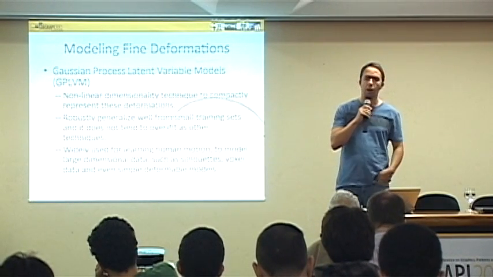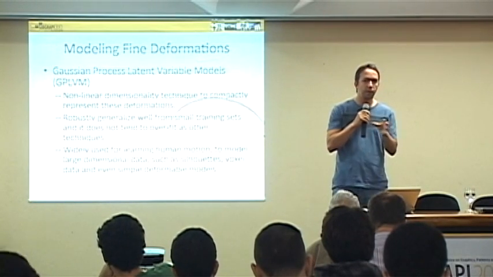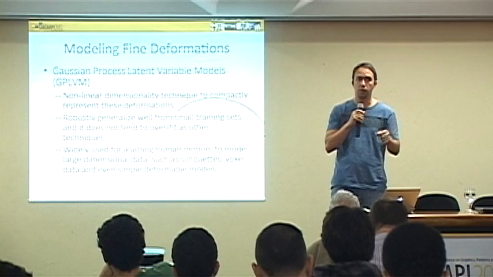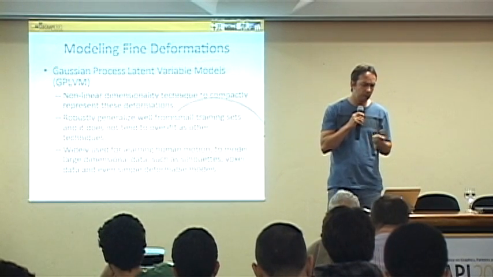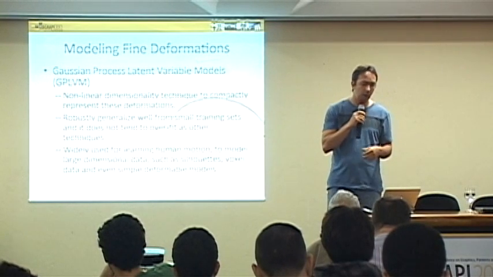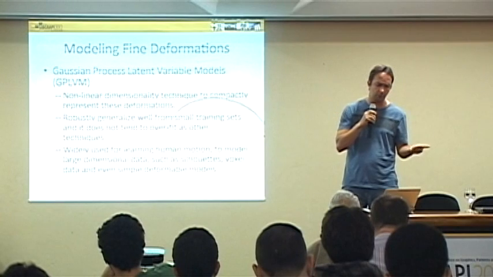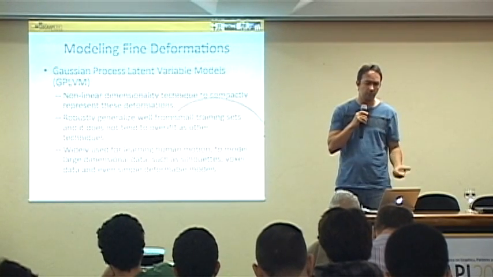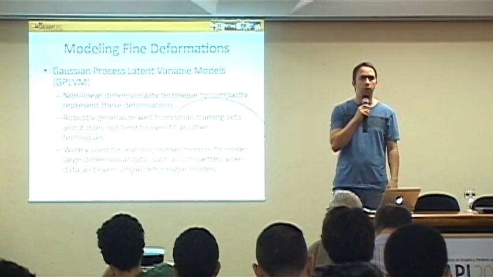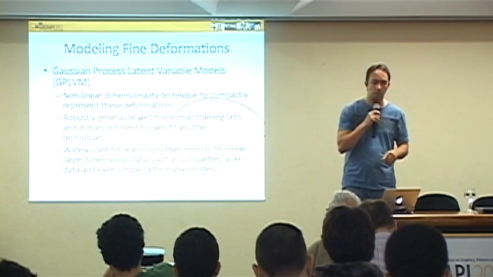It can robustly generalize from a small set of data, and it does not tend to overfit as many other approaches would do. And it's also widely used for learning human motion. It's also used to model large dimensional data, such as silhouettes, voxel data, and even simple deformation models. So it has been used before in the literature, and it proved to work quite well.